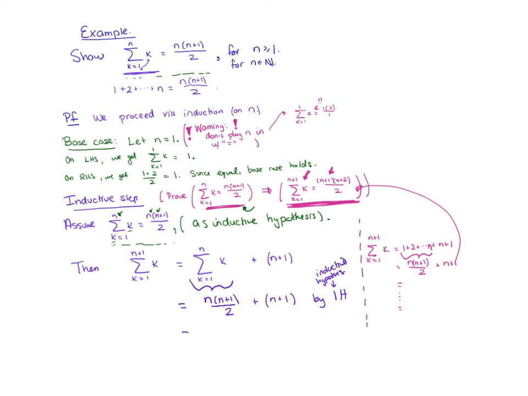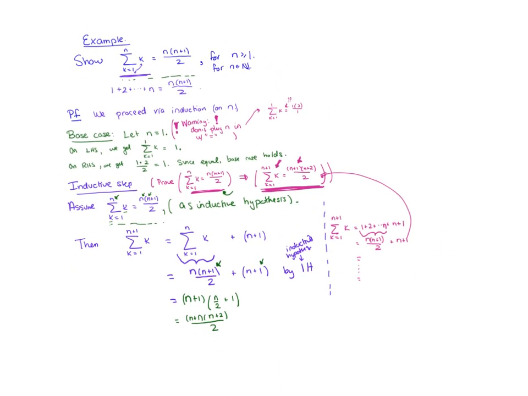Now, I'm going to be a little sneaky with my algebra. You could multiply everything out, get a common denominator, all that stuff. But I've done this problem thousands of times, so I know that the best trick is to notice that they both have an n plus 1 as a common factor. So I'm actually going to factor out that n plus 1. And I'm left with n over 2 plus 1, which is n plus 1 times, now I get a common denominator, n plus 2 over 2, which is what I wanted to show. So just kind of notice that's what I wanted to show.